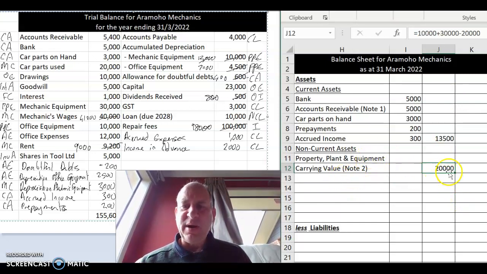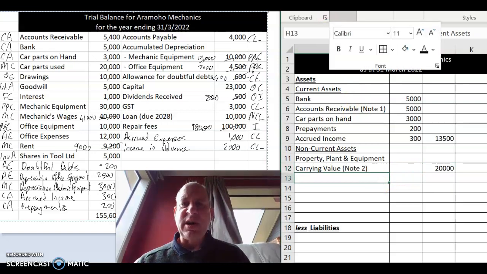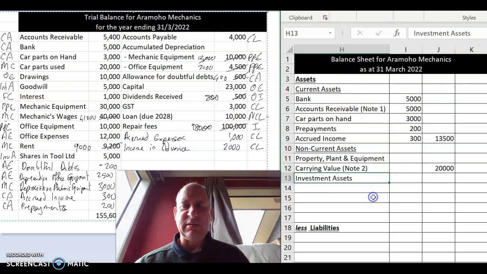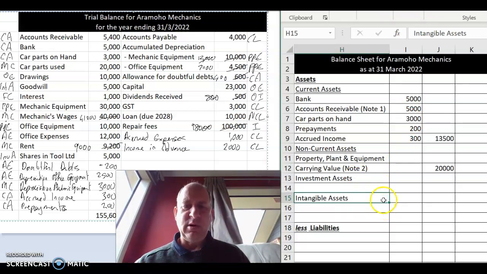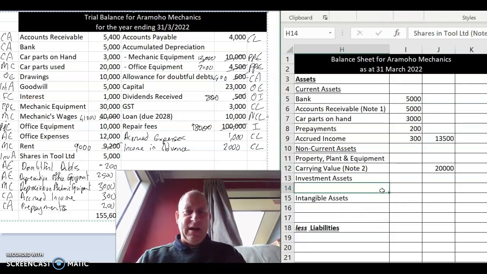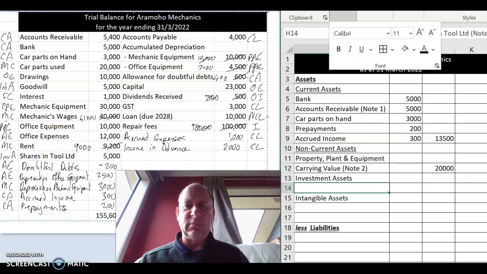So this is an important part that's often confused. Apart from property, plant and equipment, there are two different types of non-current assets. One is called investment assets, and the other one is called intangible assets. Alright, so investment assets, there's just one of those in today's example. That could be a term deposit, but today it's not. Can you find it?